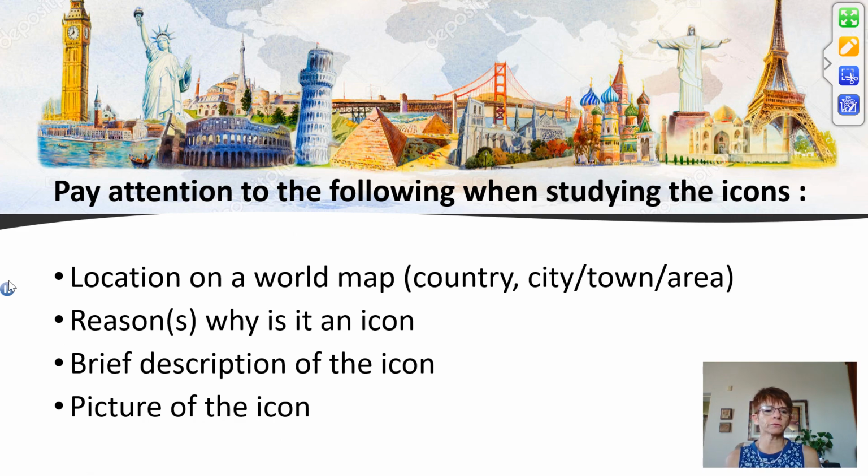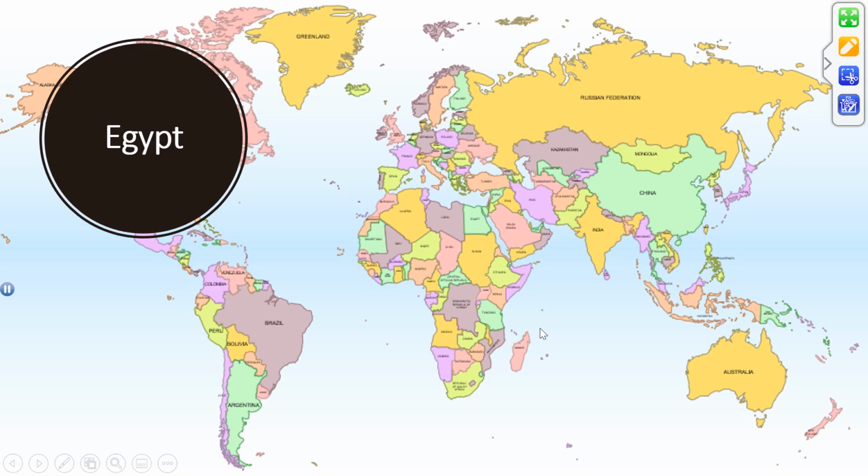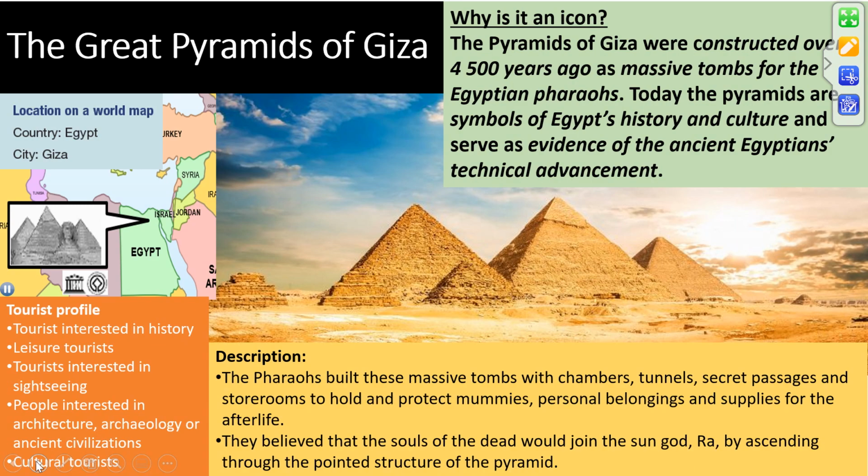Now, before I start with the first icon for today, I'm going to remove anything so that you are not able to see it. And then the first icon that we will be looking at in today's lesson is located in Egypt. And there on the world map, you will see where Egypt is located. So if we take a look, grade 12s, we will see that the first icon in today's lesson is the Great Pyramids of Giza, located in Giza in Egypt, as you can see on the left-hand side of your screen.